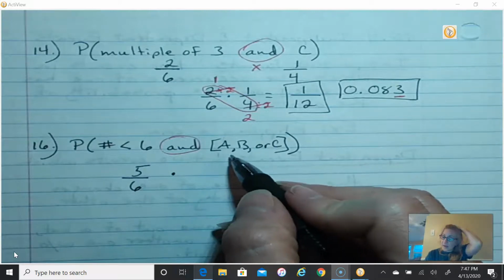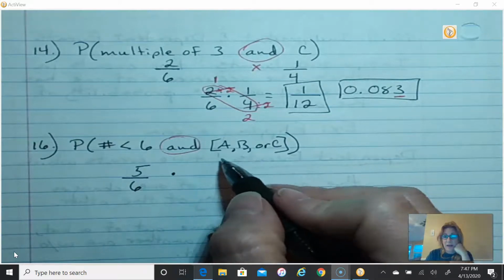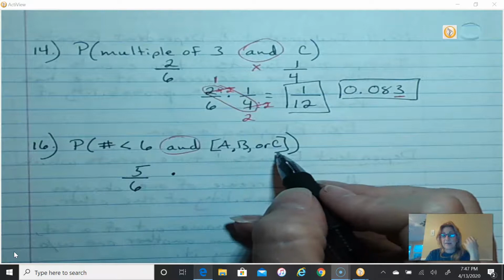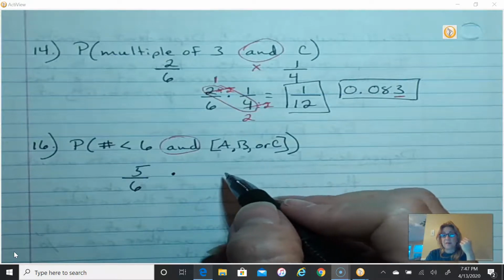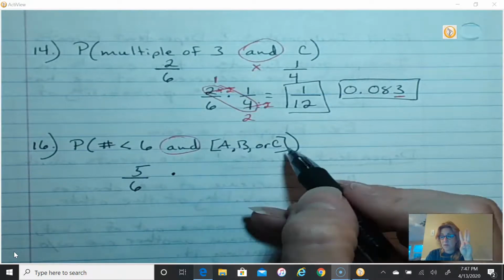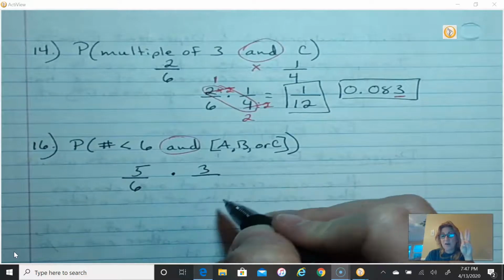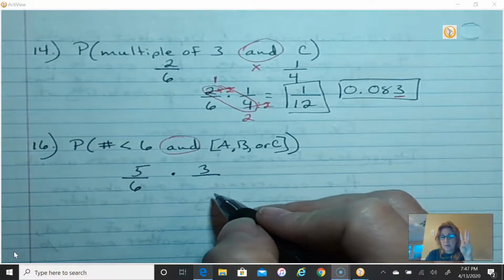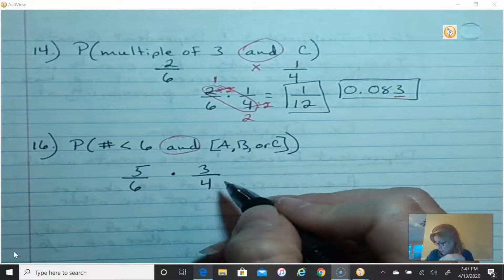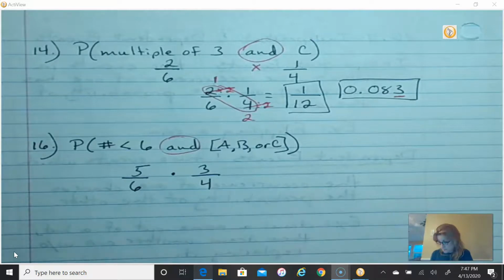Okay, so A, B, and C, how many A's, B's, and C's are there in that second spinner? 3. 1, 2, and 3. What is the grand total? 4. There's 4 total in that spinner. See? Right there, 4 total, 6 total. Okay. So now we multiply.